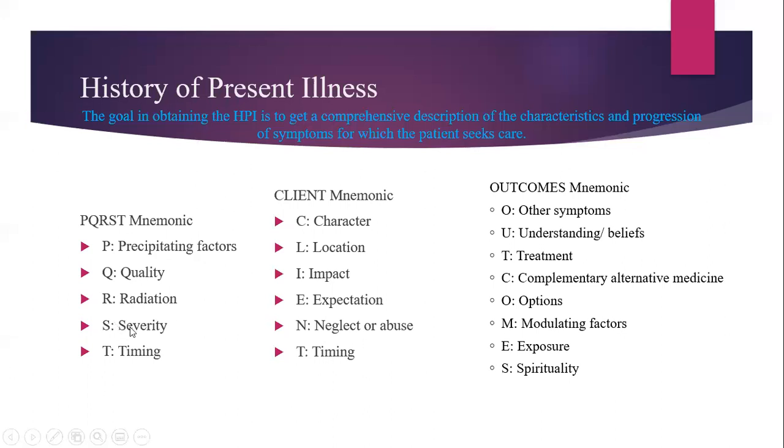Severity. You could ask the patient to quantify the symptom on a scale of 0 to 10, with 0 being the absence of the symptom and 10 being the most intense. If a patient says, I have pain, 9 out of 10 means very severe pain. They need immediate care. And the last one, T for timing.